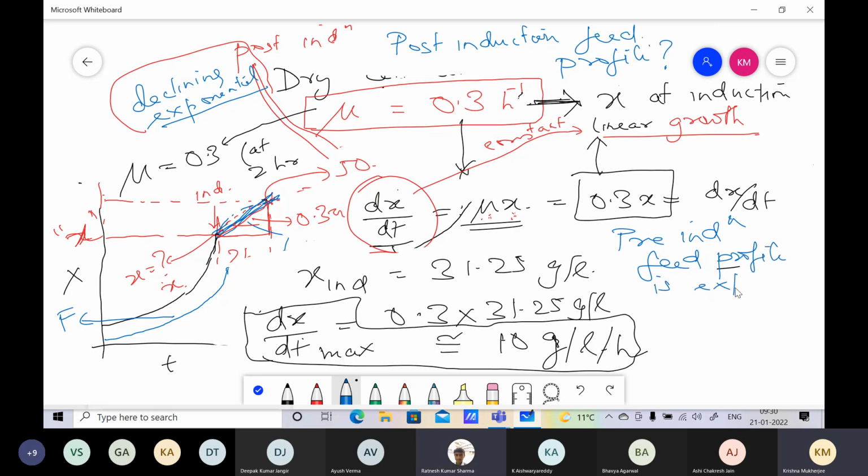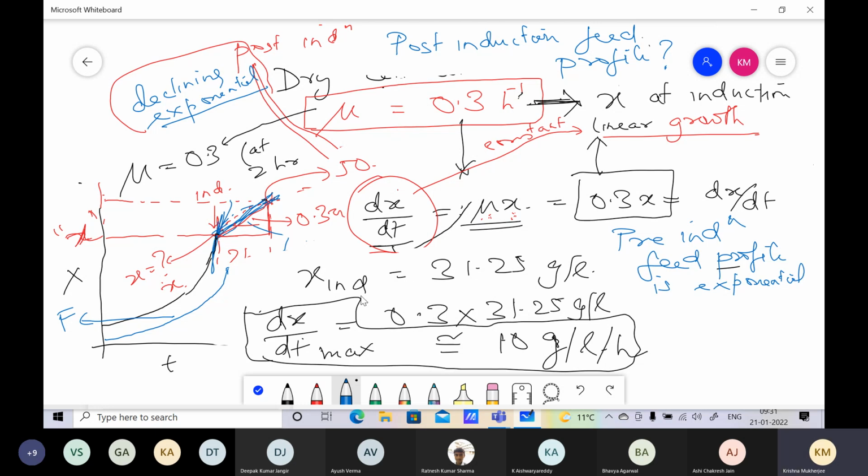Sir, I have one doubt. After induction, the linear growth is happening. What is the slope of that line? It is equal to this slope. It is a bad drawing, it should have gone like this, I only drew it to explain. It is equal to the dx by dt at the point.